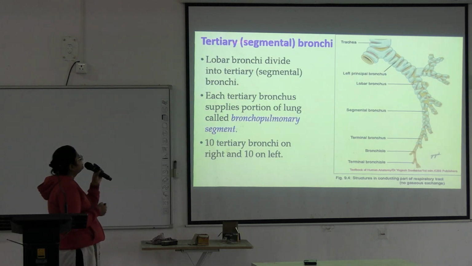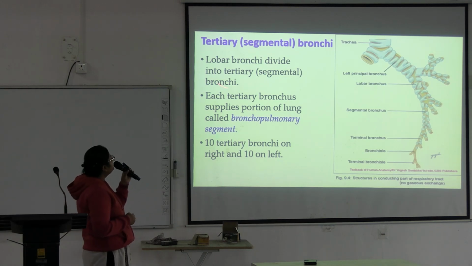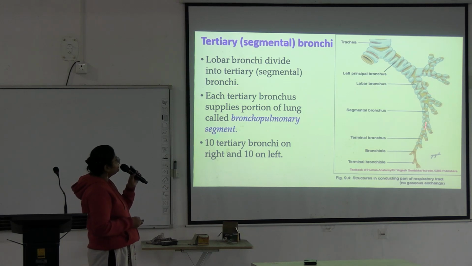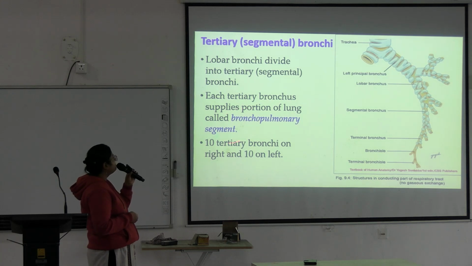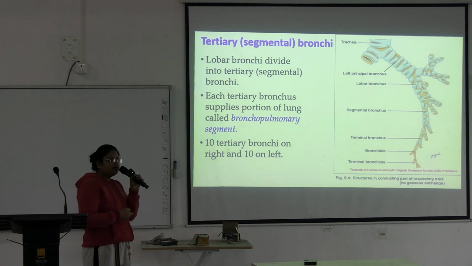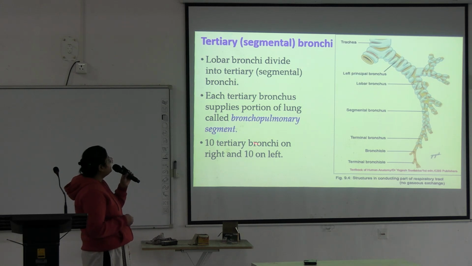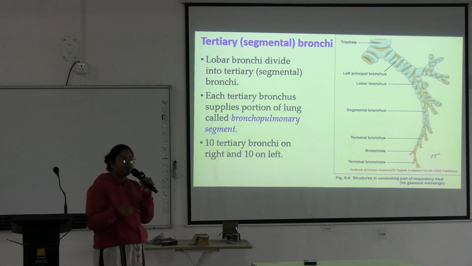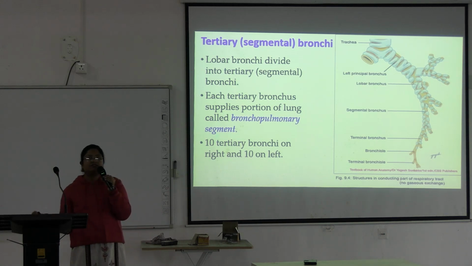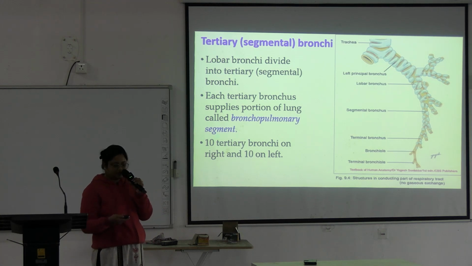So next we go to the tertiary or segmental bronchi. Lobar bronchi divide into tertiary or segmental bronchi. Here is one segmental bronchus and it supplies a portion of the lung called the bronchopulmonary segment. That's why the name is given segmental bronchi. There are 10 tertiary bronchi on the right side, 10 on the left side. That's why there are 10 bronchopulmonary segments on the right side and 10 bronchopulmonary segments on the left side.